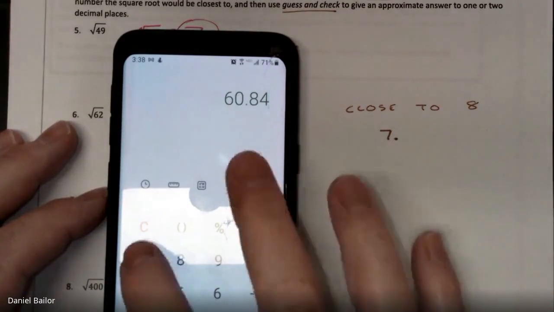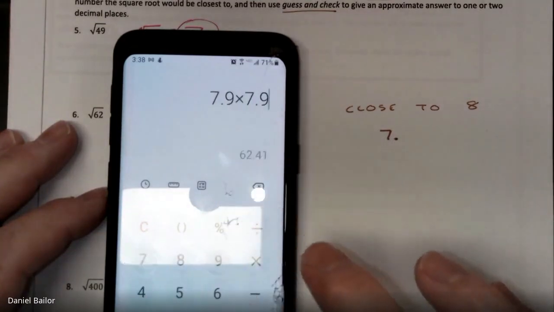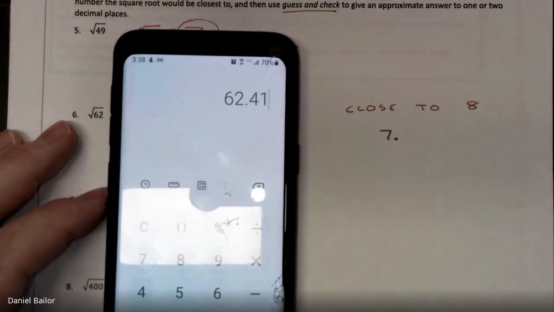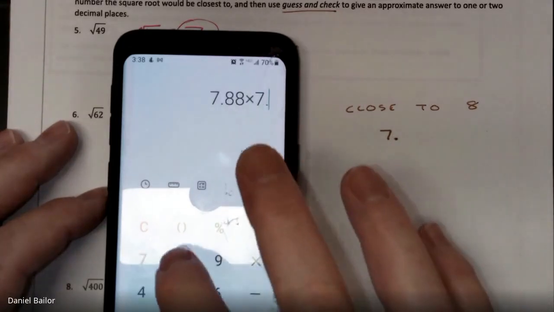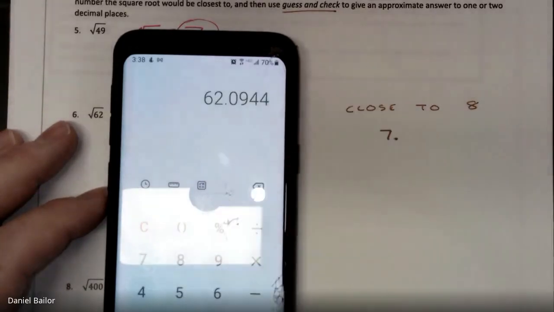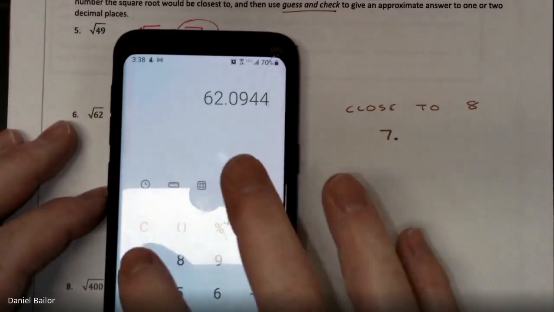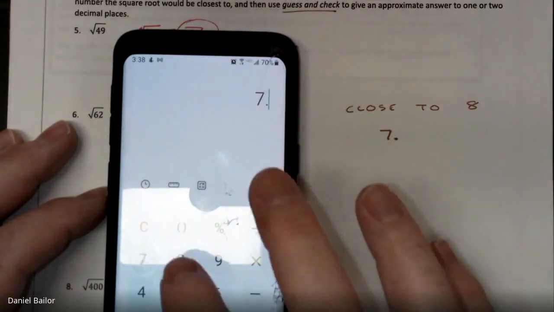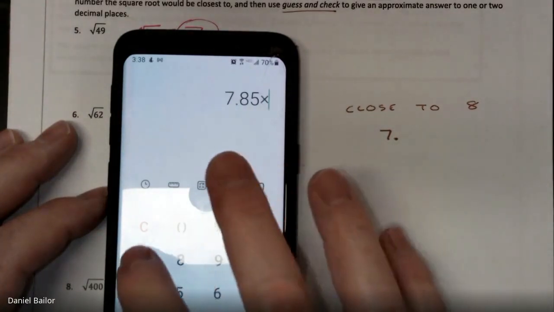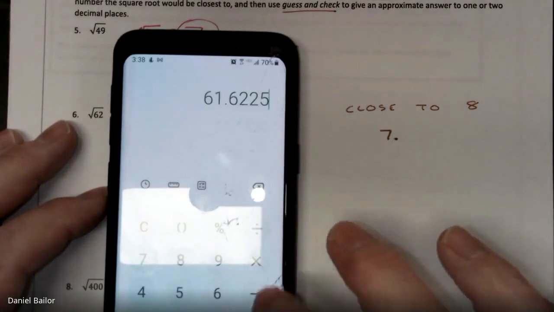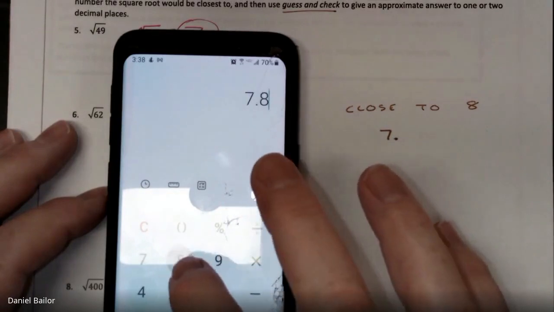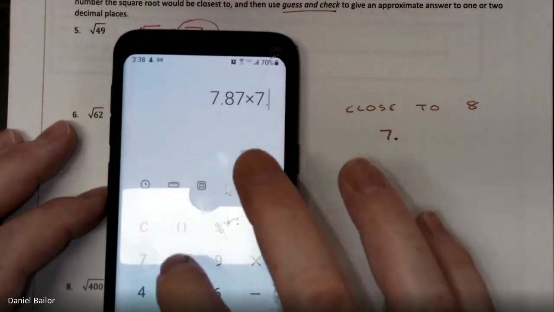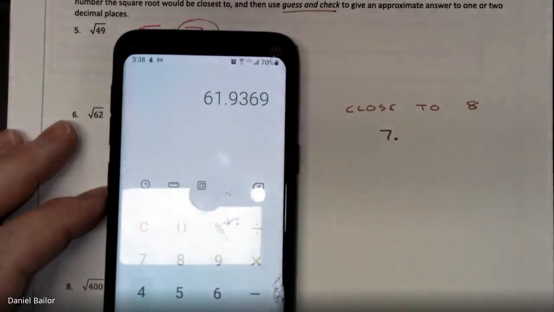60.84. Okay, so 7.9 times 7.9 was pretty close. Can we do better? Can we do like 7.88 times 7.88? Okay, we're getting closer to 62. Let's try 7.85 times 7.85. Okay, now we're lower than 62. So let's try 7.87 times 7.87. Ooh, we're getting pretty close.